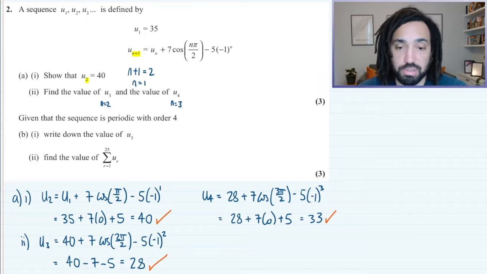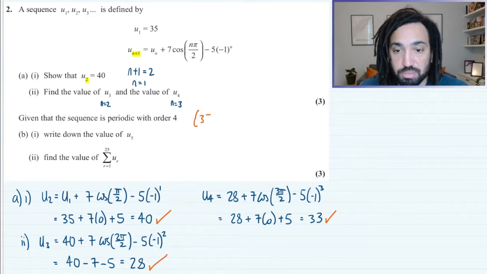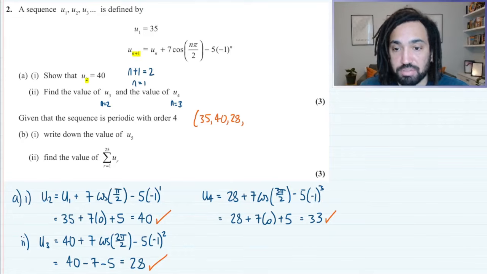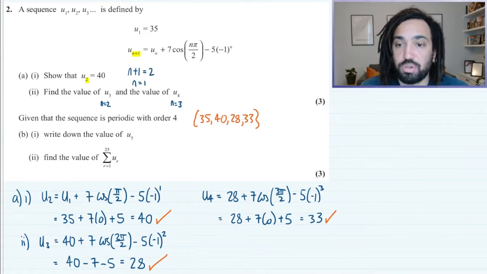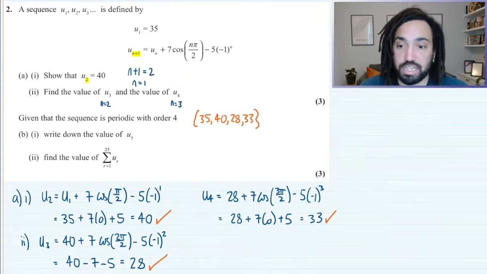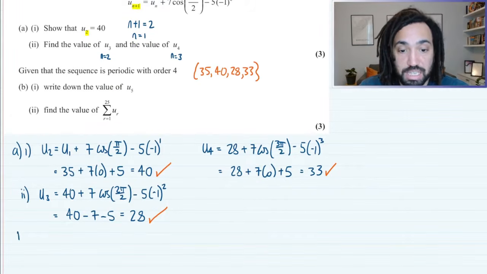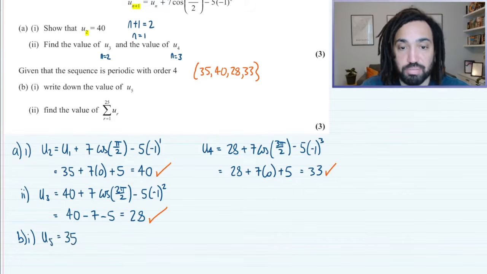Fine, so that means if it's periodic with order 4, it means it's going to be a set of 4 terms which is going to repeat. So the first term being 35, the second being 40, the next one being 28, and then the one after that being 33. That's the set of 4. So the 5th term, or u5, is going to go back to the beginning. So it'll be 35. So we can say for part b, i, u5 is equal to 35.